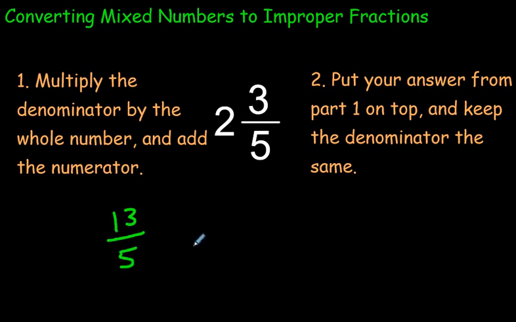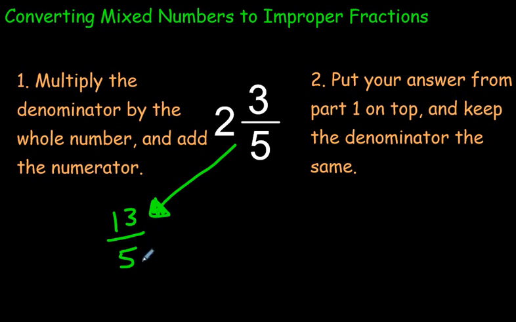So all of that talking I did could be boiled down to this. 5 times 2, then add 3, 13, keep the bottom the same. 13 over 5. There. We have just changed a mixed number into an improper fraction. And an improper fraction is just a fraction where the top is bigger than the bottom.